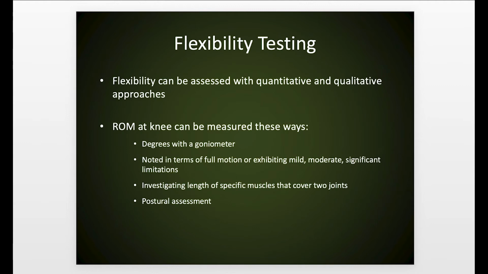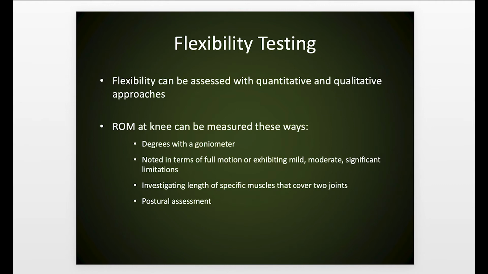So flexibility can be assessed with either quantitative or qualitative approaches. Sometimes you can just tell if someone is flexible or not. You don't have to get them on a sit and reach box, or measure anything. You can just tell that somebody is flexible by the way they are moving in a sport or moving on stage, maybe if you're looking at a play or a ballet, something like that.